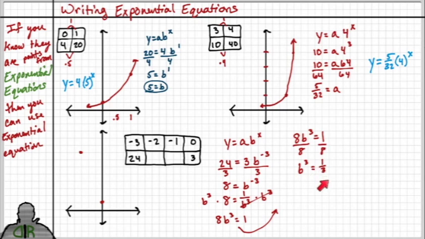And then we will take the cube root. Yes, we will take the cube root, right? So that will cancel out this over here, so we end up with b, and then we just need the cube root of 1/8. Well, the cube root of 1/8 ends up being 1/2. Okay, so you can solve that in your calculator, but there you go. y equals 3 times 1/2 to the x, okay?